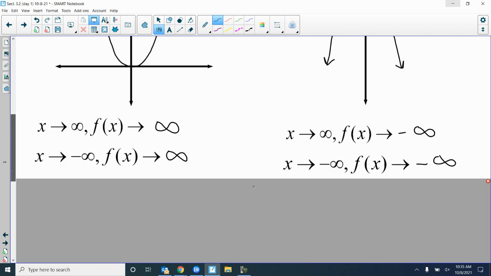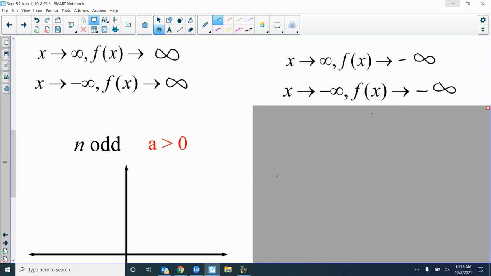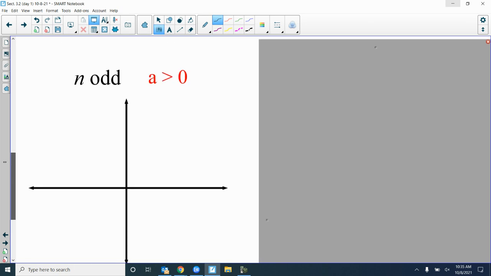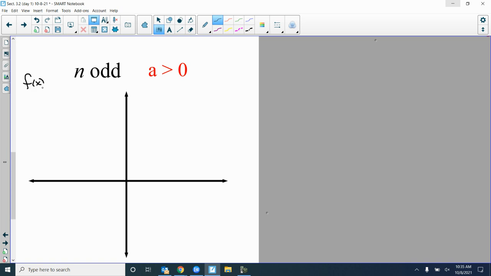All right, what's that next one say? N is odd and a is greater than 0. All right, what does this look like? First of all, let's make sure we understand what the function would be. A is a positive number, so a could be 1. So I could have x cubed. I could have g of x equals 2x to the 5th. I could have h of x equals 4x to the 7th. I just have to have an odd power. All right, what's that going to look like? Is it going to look the same? Nope. Graph x cubed, if you don't remember what it looks like. It was on our little library of basic functions.